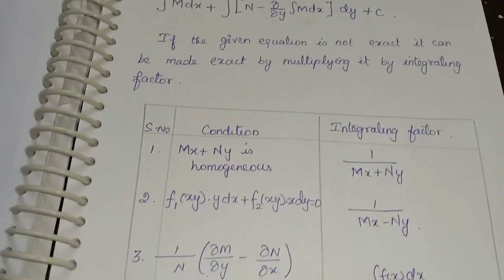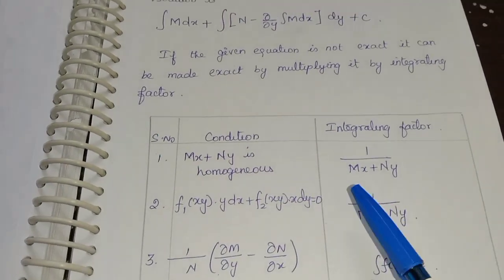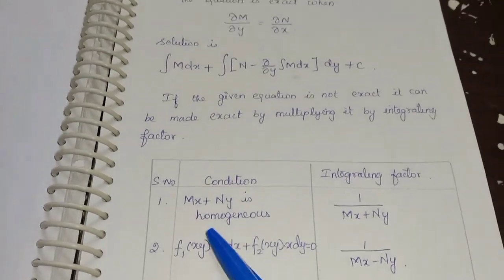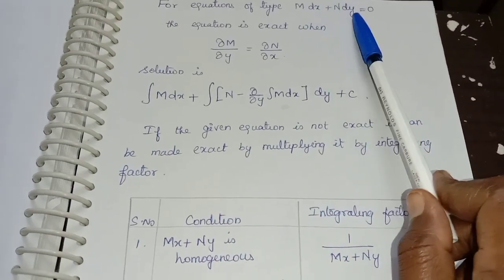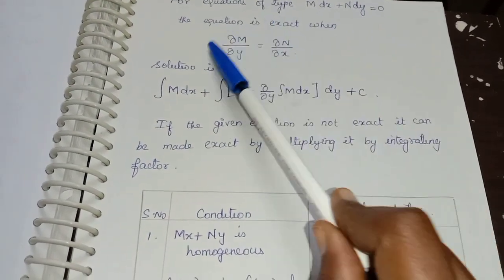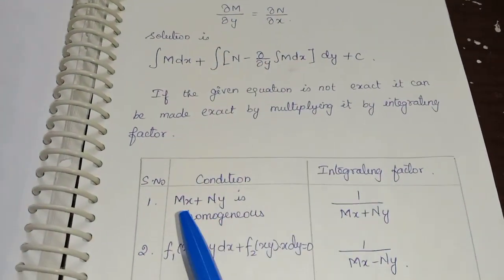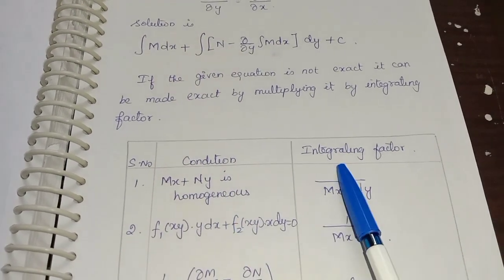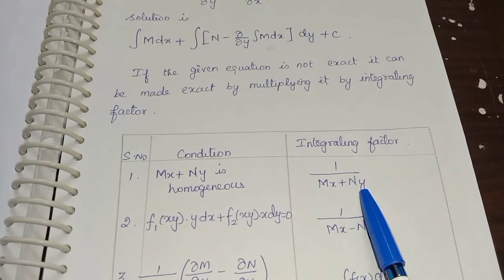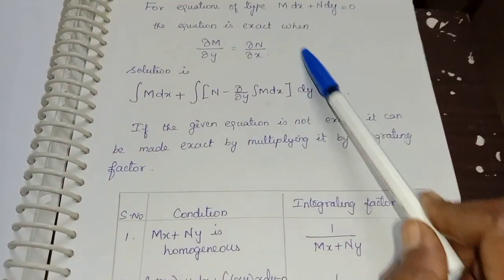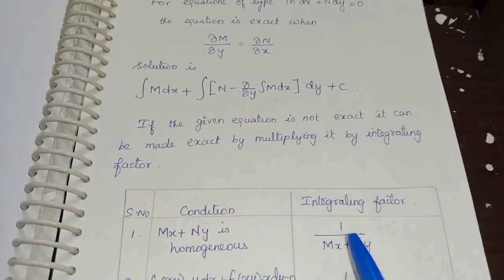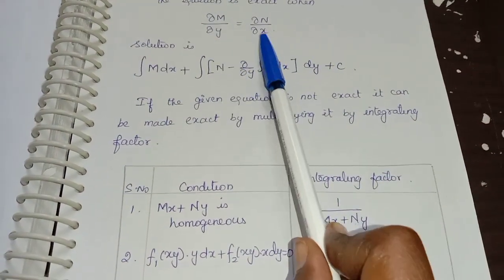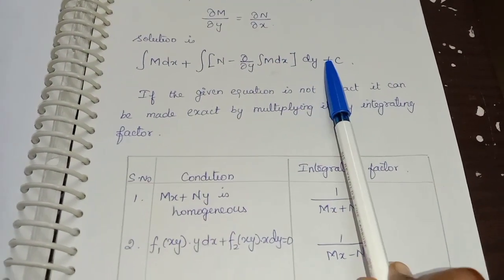So what are the integrating factors? The integrating factor depends on the condition of the given equation. Suppose the same equation m dx plus n dy equal to 0 is given. This condition is not satisfied, but mx plus ny is homogeneous. In that case, the integrating factor is 1 by mx plus ny. That means you multiply this equation with 1 by mx plus ny, then obviously this condition will be satisfied and you can write this as the solution.